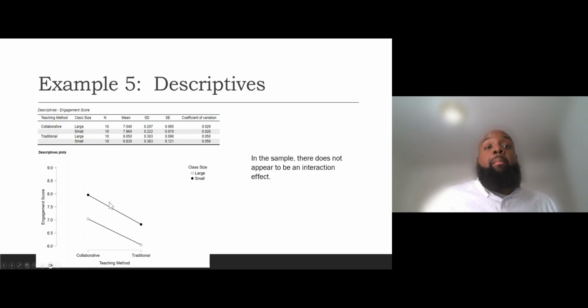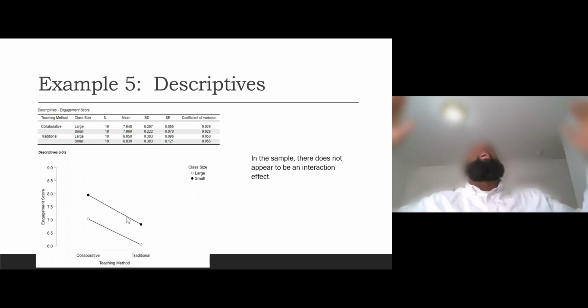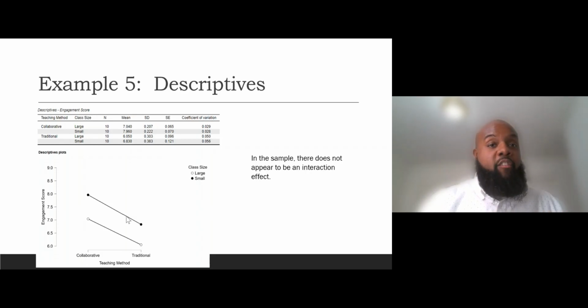And so those are the main effects, right? Now, looking at the interaction, I look at whether the lines are parallel or whether they're non-parallel or skewed. These lines look approximately parallel in our sample. That's evidence that we do not have an interaction effect. All right. Again, this is based off of sample information.